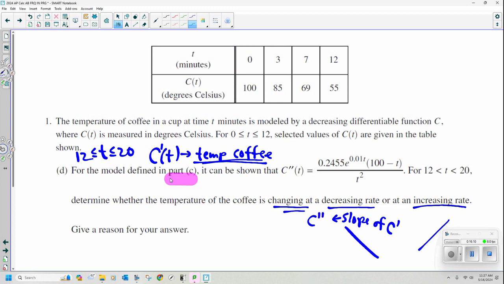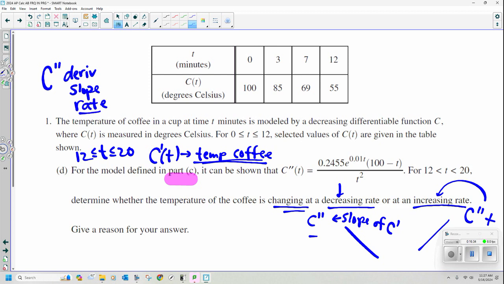So I just need to know, is C double prime negative? If so, it would be decreasing. Or is C double prime positive? Then it would be increasing, okay? And let me say this one more time. C double prime is the derivative or the slope or the rate of C prime. So if I want to know if the rate of this is increasing or decreasing, I really just want to know if this is positive or negative.